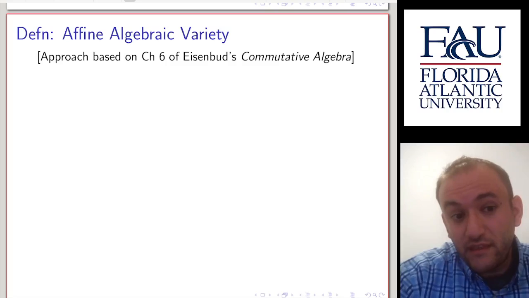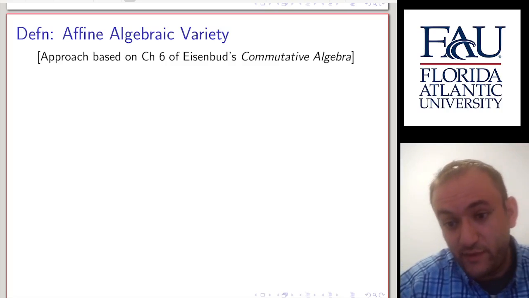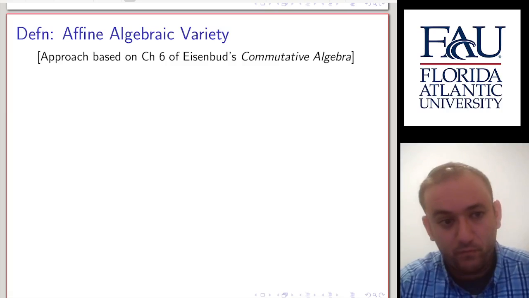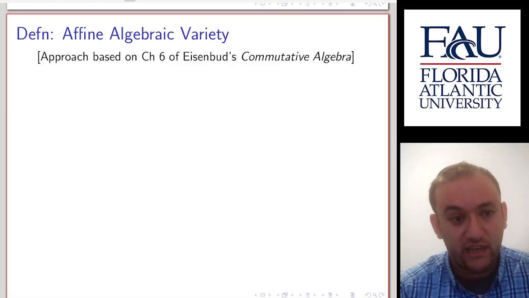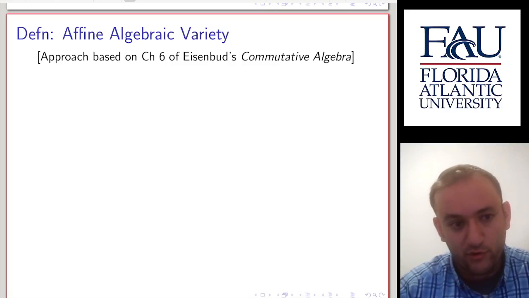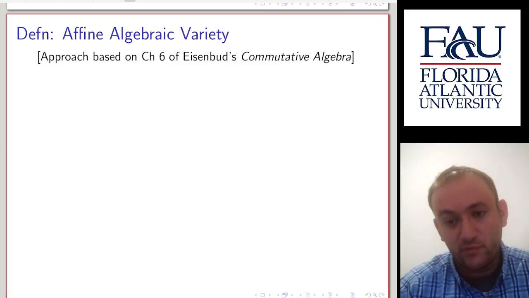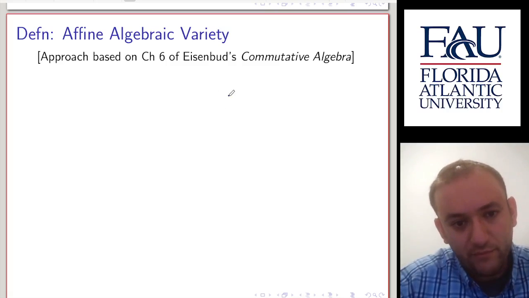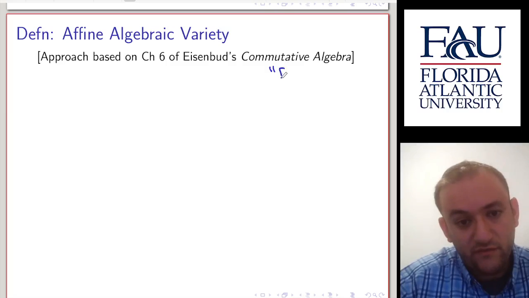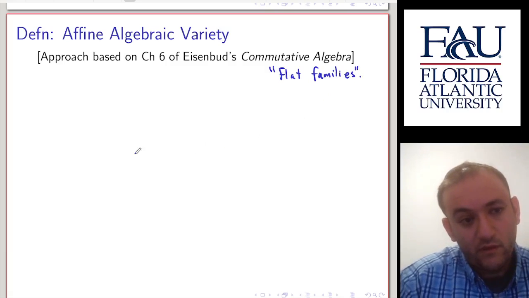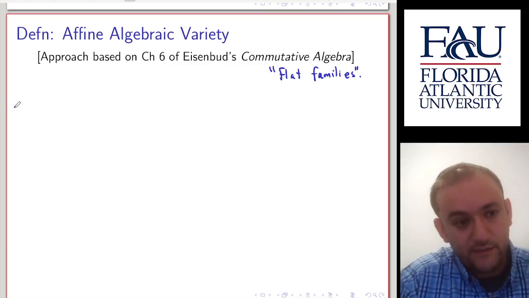Now we'll explore the algebraic geometric perspective on why flatness is important. To do that, we have to start by defining an affine algebraic variety. This approach is based on chapter 6 of Eisenbud's commutative algebra. I believe the topic of the chapter is flat families. But let's start with algebraic varieties.